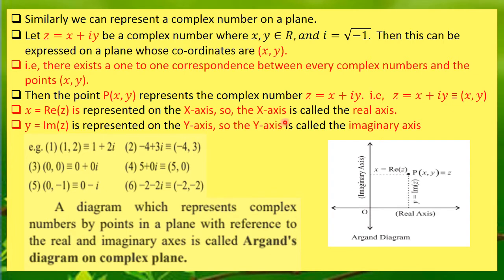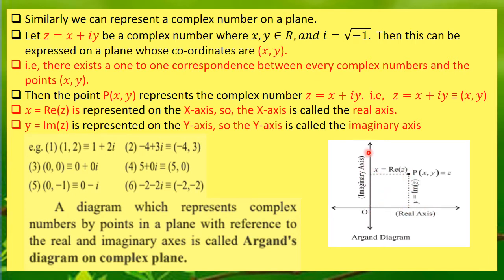You can understand this clearly from the diagram. Real axis is the x-axis, imaginary axis is the y-axis, and P(x, y) is the point in the plane corresponding to the complex number z = x + iy, and x is the distance parallel to the x-axis, y is the distance parallel to the y-axis.